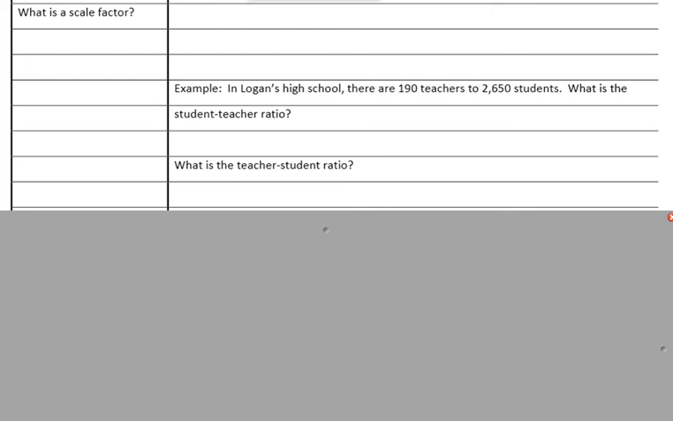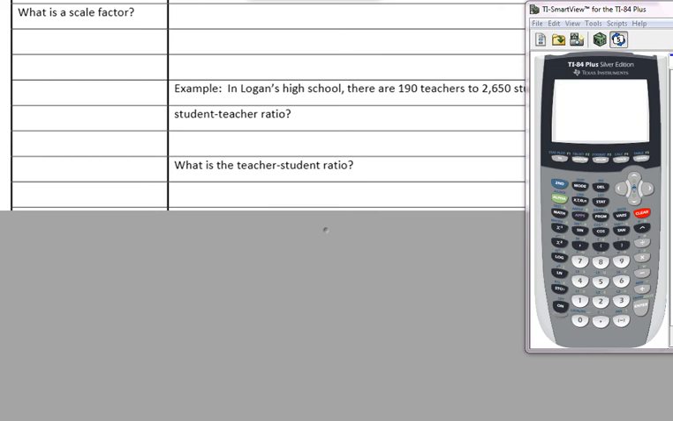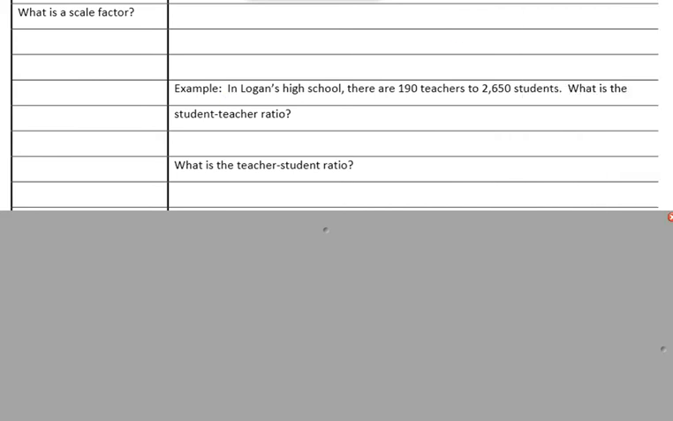Okay, we will start off this video with using the first definition of ratio. The most important thing for ratio, we will be using our calculator to reduce the fraction because a ratio is a reduced fraction. So the first example, which I'll give you a second to write: in Logan's High School there are 190 teachers to 2,650 students. We want to know what the student to teacher ratio is.